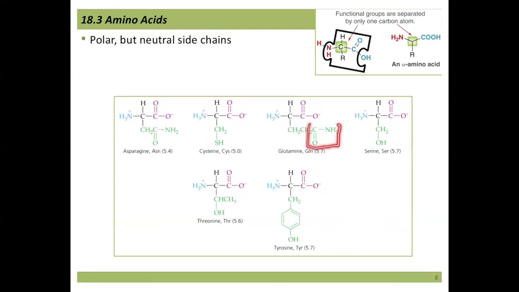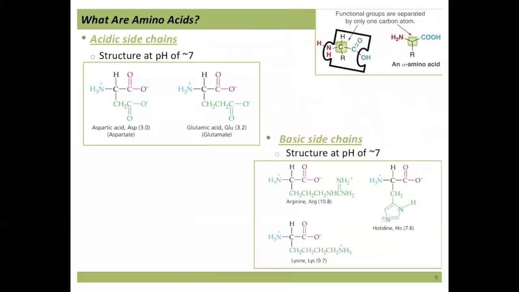Glutamine right here, which is related to asparagine. The difference is it just has one additional carbon. Contains an amide bond, again, adding some polarity to the side chain. We have serine over here, and then if we add a carbon off this group here, we have threonine. And then we have something that looks like it's related to phenylalanine, but it has an OH, so it's a phenol, and that is referred to as tyrosine.